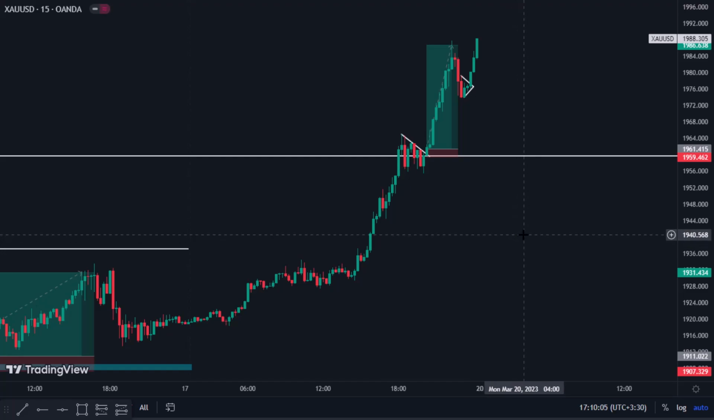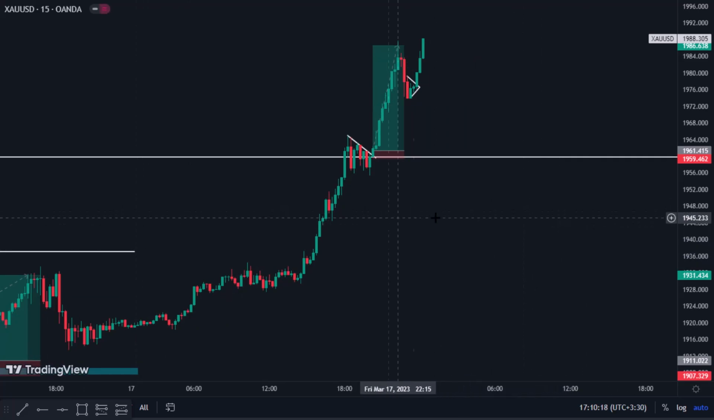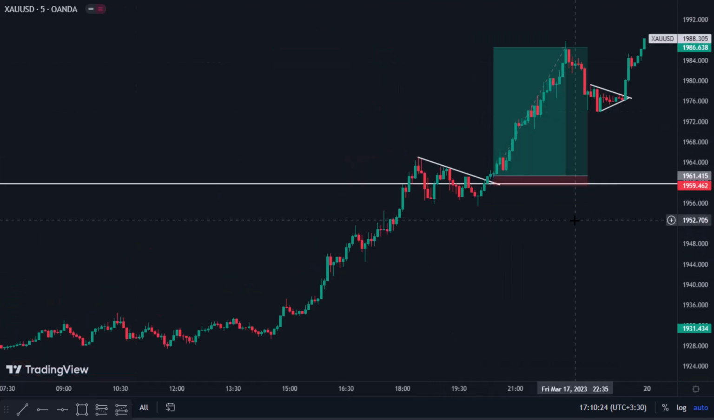We will have winning trades and losing trades. The important thing is the total result at the end of the week or month, it depends on your plan and management. And as you can see on the 15-minute time frame, we can see the trend line, but in 5-minute time frame it is more clear.